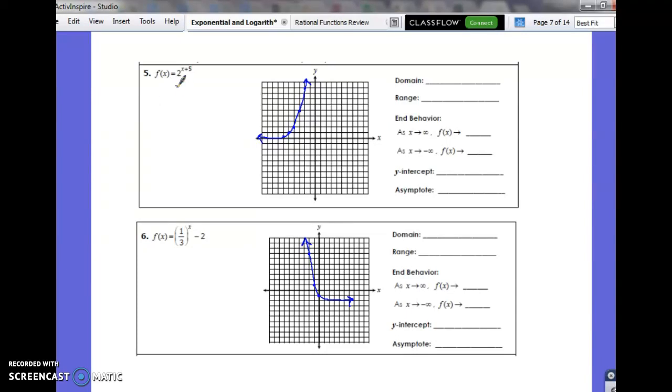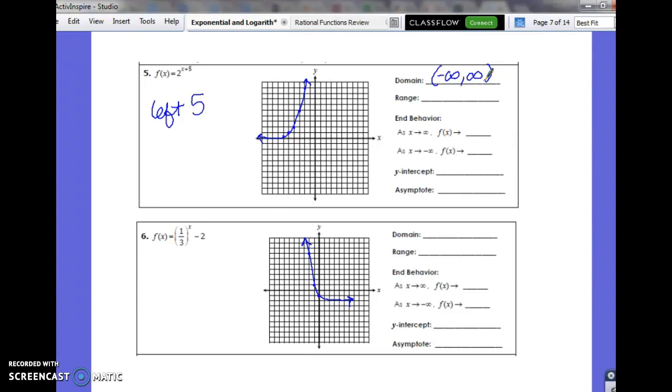So when you look at number 5, 2 to the x will be my parent function. So what would the plus 5 do to the graph? Right. Or correct, I guess I should say. And now the domain. Still, you can plug in whatever you want to. Domain is still all real numbers. Goes left forever, right forever.